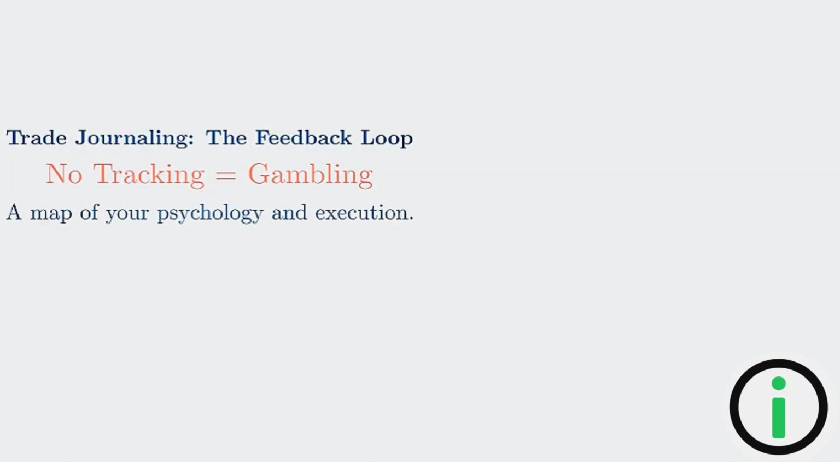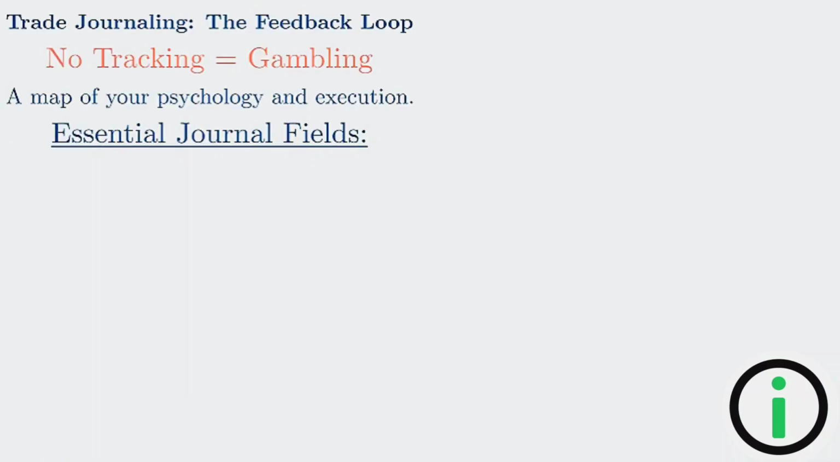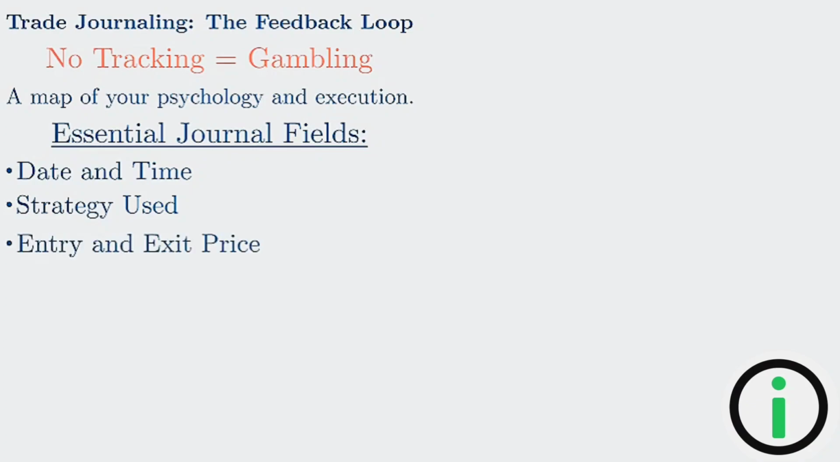Next, we move to the most underrated tool in a trader's arsenal: trade journaling. If you don't track your trades, you are simply gambling. A journal is not just a record of profits and losses. It is a map of your psychology and execution. Here are the essential fields to include: date and time, strategy used, entry and exit price, emotion like calm, anxious, or greedy, and mistakes made.